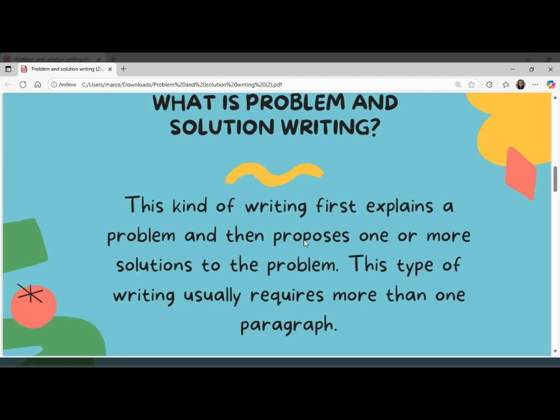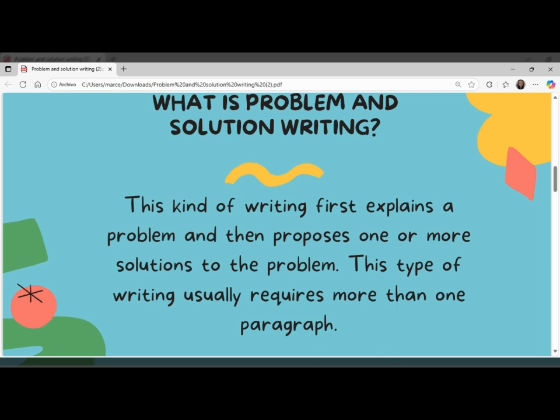Hello, class. This week we are going to learn what problem and solution writing is. When you write a problem and solution text, you explain a problem and then propose one or more solutions to the problem that you are presenting.